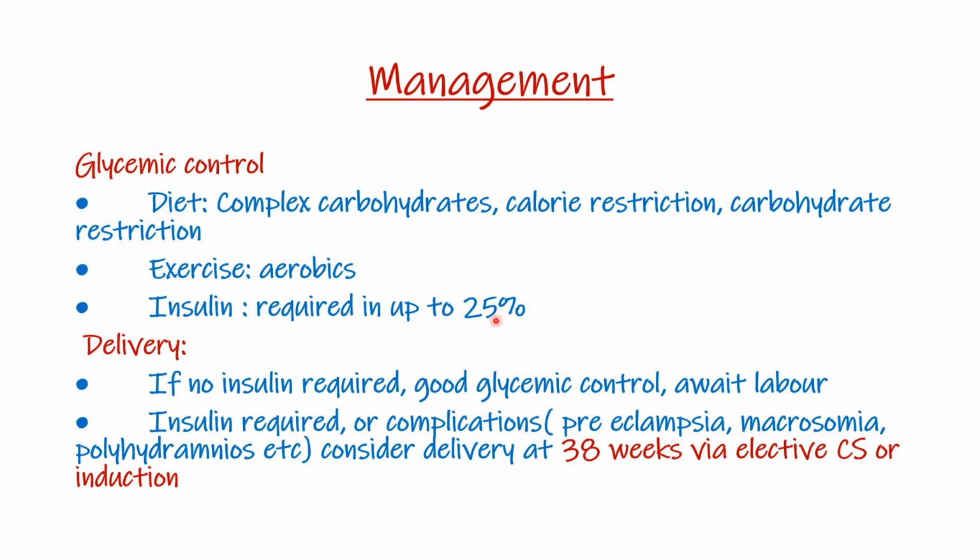insulin is also required in up to 20%, because as I mentioned before in the pathophysiology, insulin is supposed to be produced by the pancreas at least 3 times. When it is not produced by the pancreas, then we have gestational diabetes.